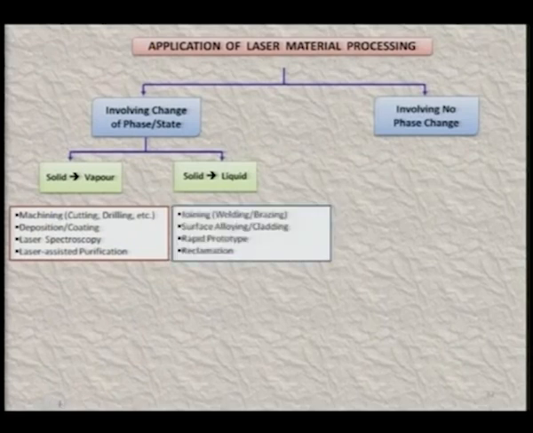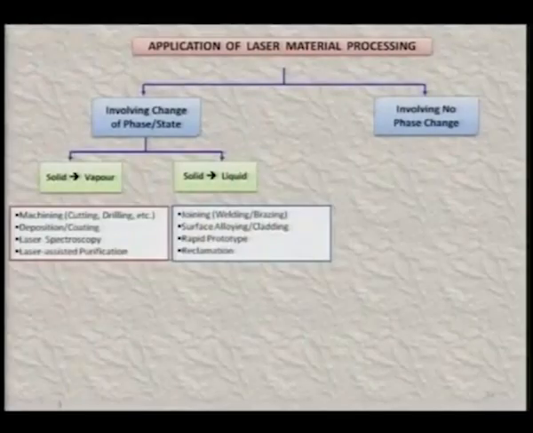It also involves solid to liquid phase, which includes processes like joining processes. There are various kinds of joining processes which are done using the laser beam. That includes welding of the two parts in different ways or brazing of the two parts. Surface alloying or cladding. Rapid prototyping is one where laser beams are quite commonly used, and then reclamation is another application.